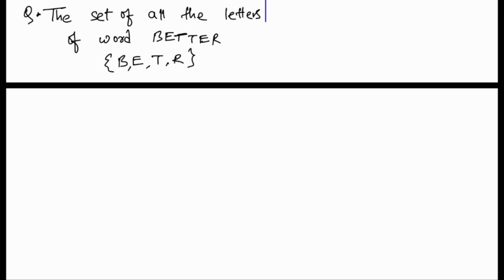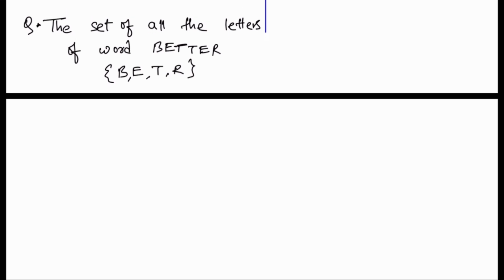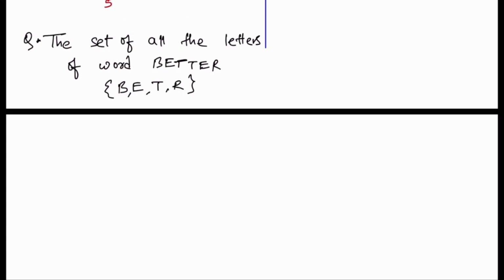So in the previous video, we ended the discussion with this question, where we discussed how to write a roster form for the set of letters of a word. In this question, a word was given to you that has six letters, and we had to write the roster form. In that roster form, I told you that we do not have to repeat the letters, the elements. We have to write only distinct elements inside these brackets. Do not repeat the element.